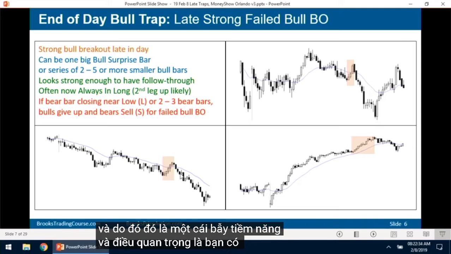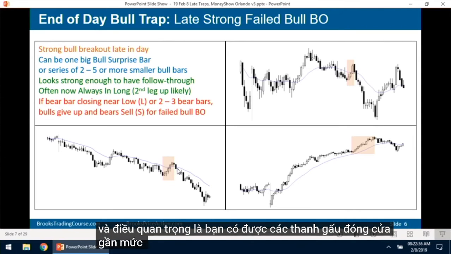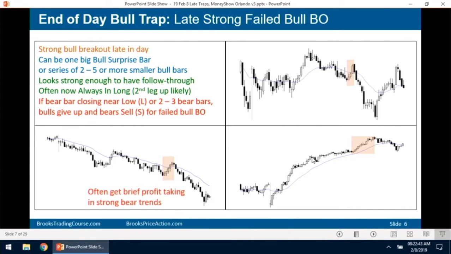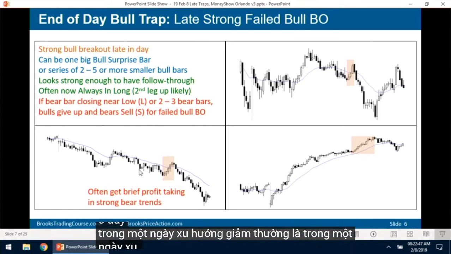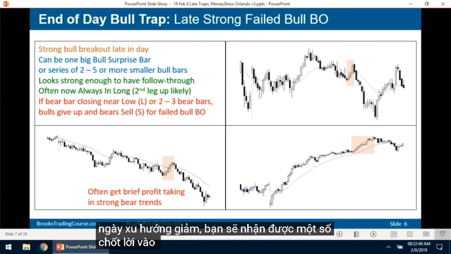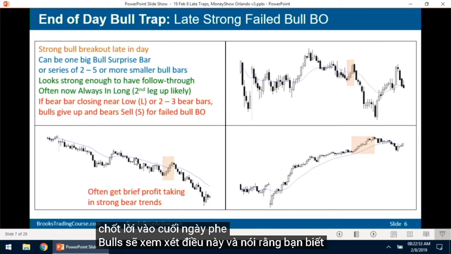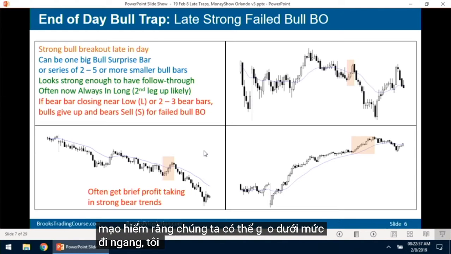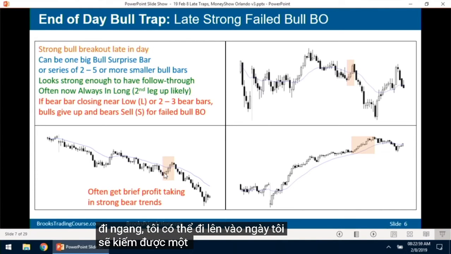And the key is, do you get bear bars closing near their lows? If you do, the bulls will get out and the bears will sell. Here, in a bear trend day, usually you're going to get some profit taking at the end of the day. The bulls will look at this and say, yeah, my stop is way up here. I don't want to risk that much. We might go sideways, we might go up. At the end of the day, I'm going to take some profits.